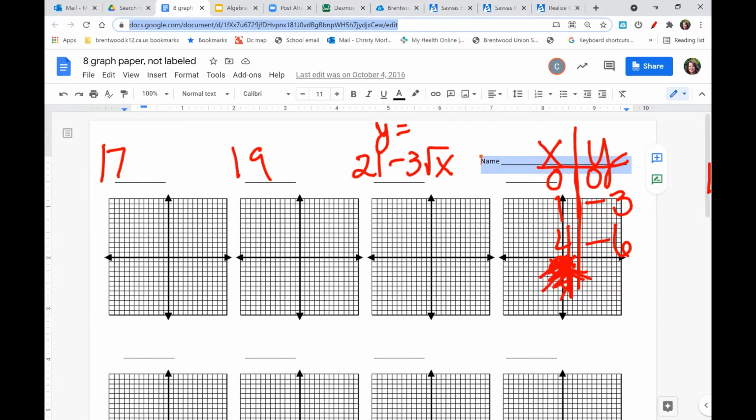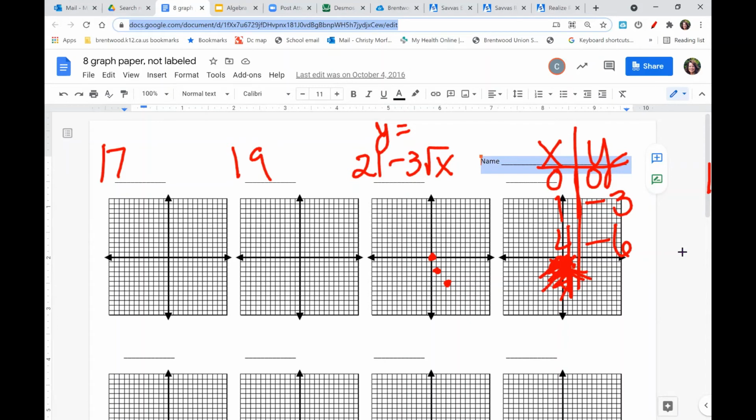I can curve it from there pretty well, or at least close enough to get the idea of what the graph would look like. So here is 0, 0. Here is 1, 2, 3. Close enough. And then 4, -6. 1, 2, 3, 4. Okay, I cannot see that very well. I think that's -6.